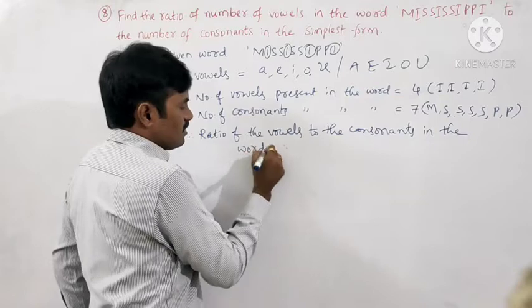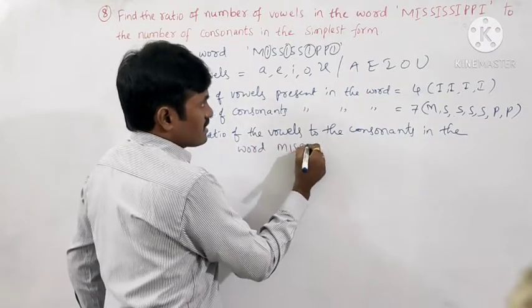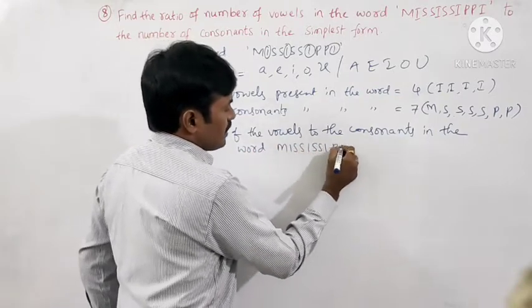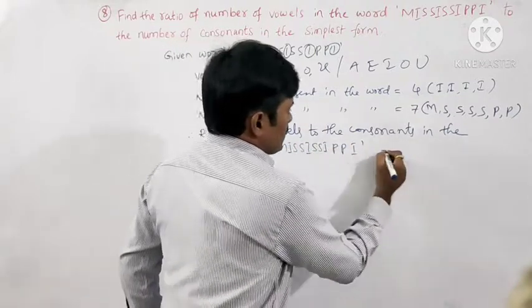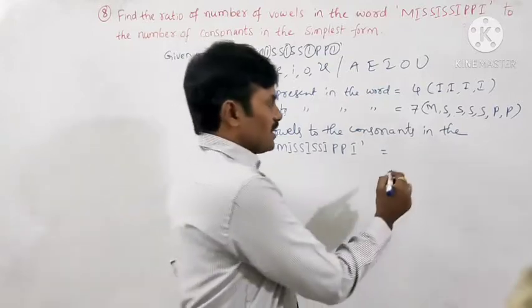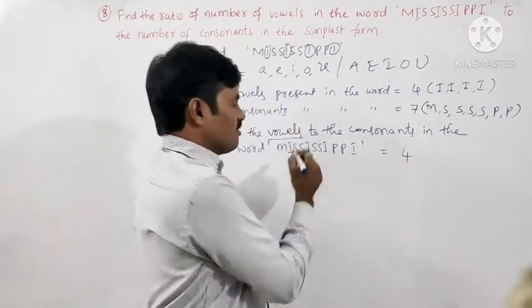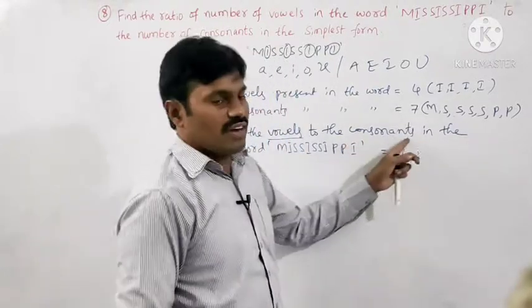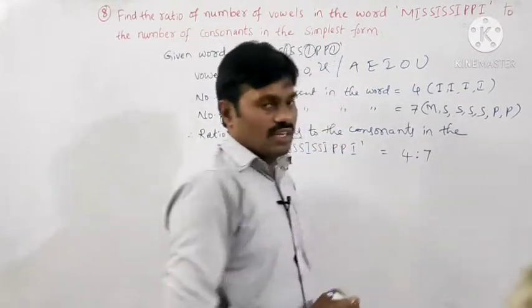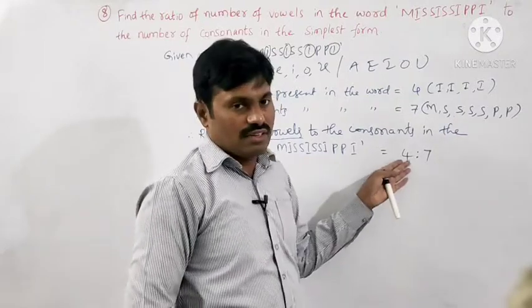In the word Mississippi, M-I-S-S-I-S-S-I-P-P-I, how many vowels are present? We start with vowels, so first we write the number of vowels as a ratio to the number of consonants. Is it in simplest form, or is there any other common factor?